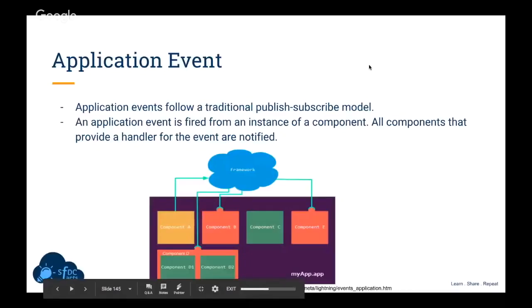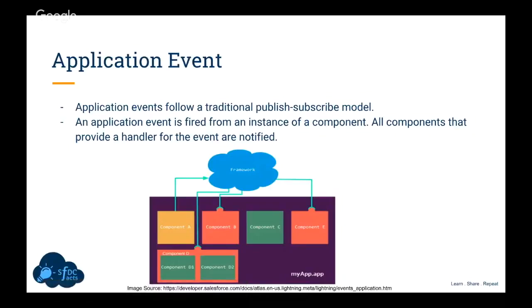But please make those changes in your lightning application page to make it work. Instead of your car search form and car search result, include your car search component there. It will keep that parent child relationship in place, and all the events will be handled by your car search component. Now application events follow a traditional publish subscribe model. So what does it mean? What is the difference between a component event and application event?